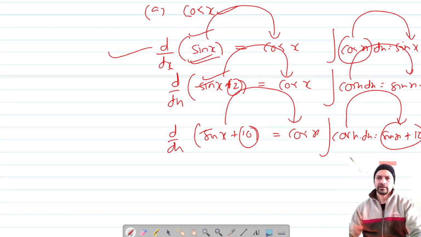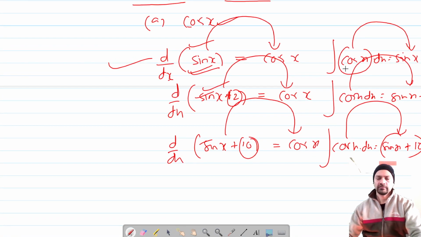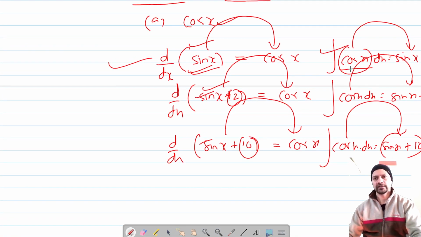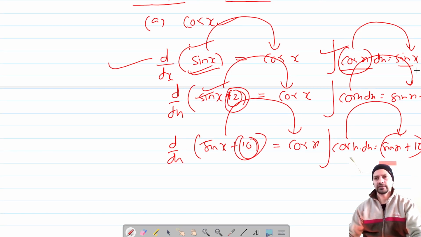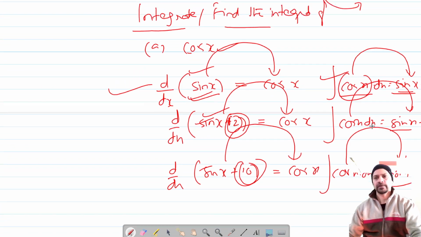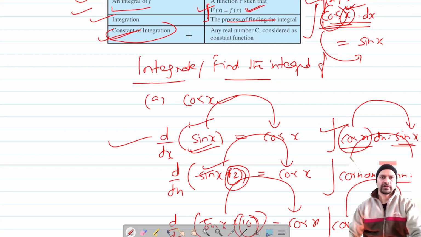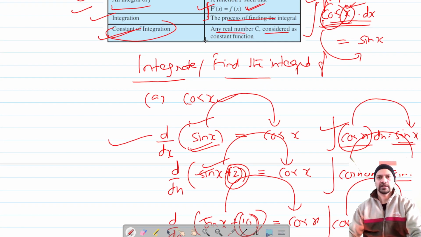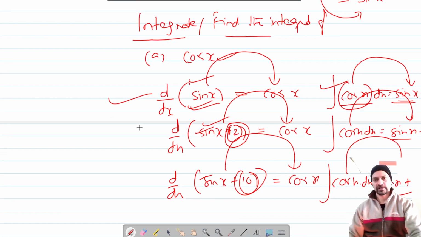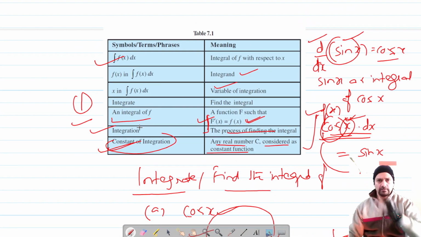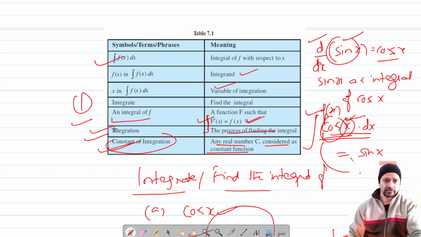So whenever we have to find the integral of cos x, it's sin x, and we just add c, because the differentiation of any of these real numbers gives us the same primitive. So this constant of integration is any real number c that is considered a constant function. And so that is the constant of integration.